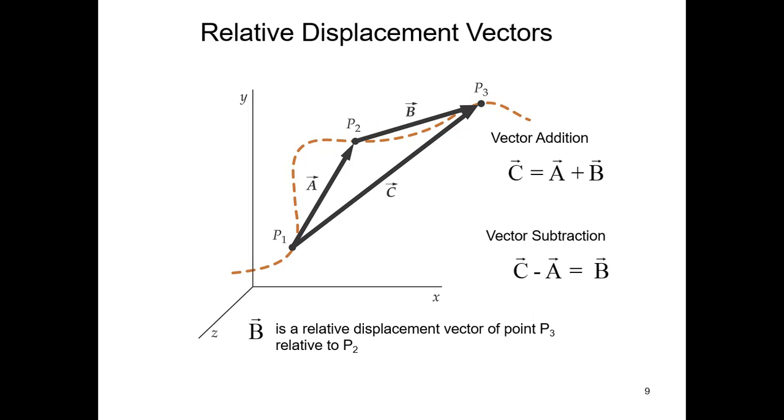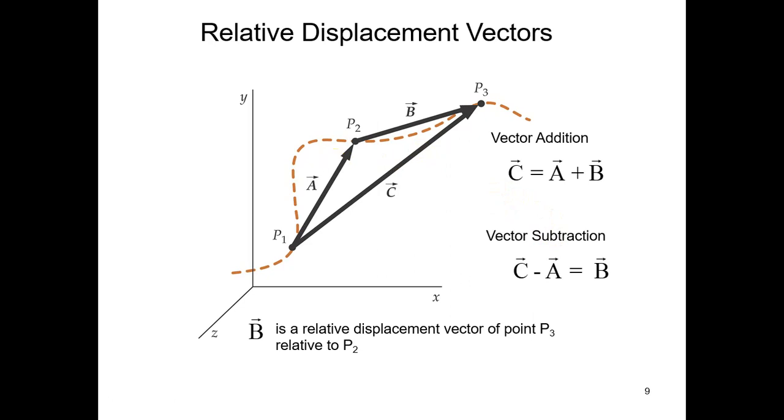Now see here, the relative displacement vectors. First of all, what is the relative displacement vector? It starts from this point to this point. The path goes first from p1 to p2, and then from p2 to p3. So there are two vectors, p1 p2 and p2 p3. So here we have the relative displacement vectors.